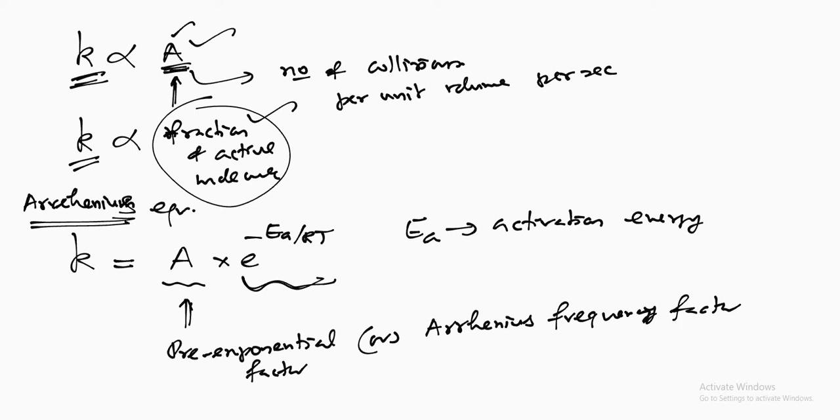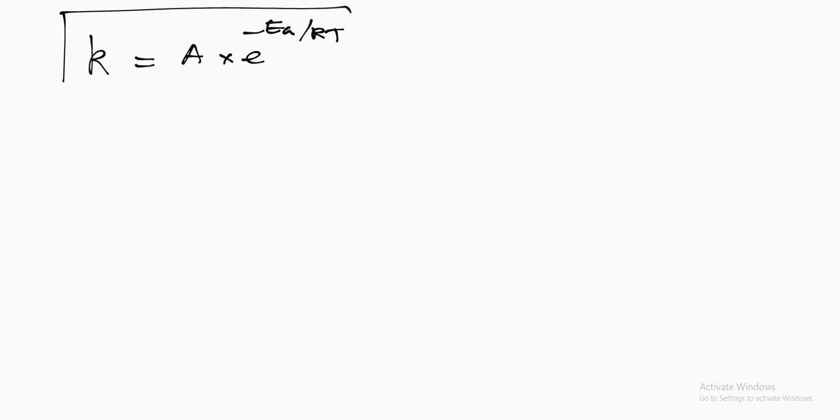Students, is this clear? Any doubt? This is called the Arrhenius equation. Let me write it again. According to the Arrhenius equation, rate constant K is equal to A into e power minus EA by RT. It gives you the relation between rate constant and temperature of the reaction. If you change the temperature, the rate constant will change. A is the pre-exponential or Arrhenius frequency factor, and e power minus EA by RT gives you the fraction of active molecules at temperature T. You can find that using this expression.